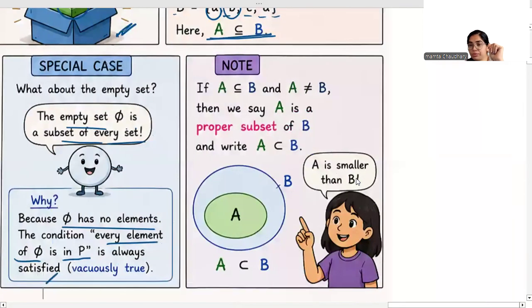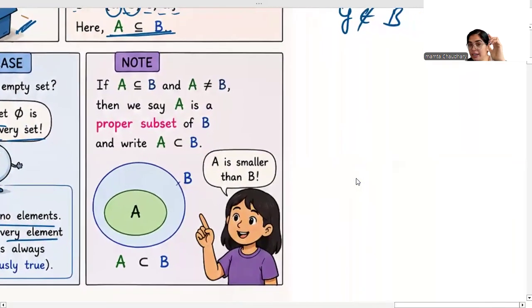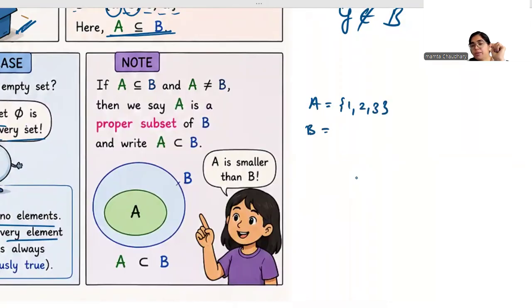Now, let's consider a case where A is 1, 2, 3, and B is also 1, 2, 3. Right? So all the elements of A are there in B. 1 belongs to A, 1 belongs to B. 2 belongs to A, 2 belongs to B. 3 belongs to A, 3 belongs to B. It means here also we can write A is a subset of B.